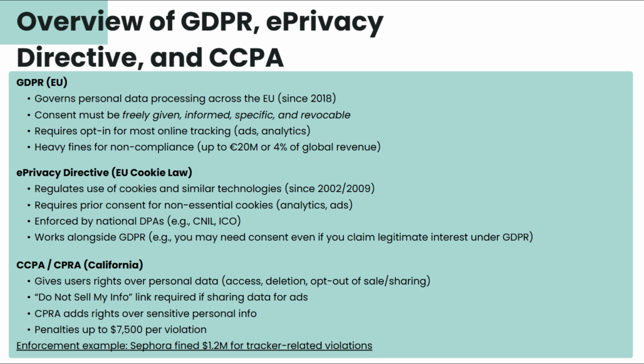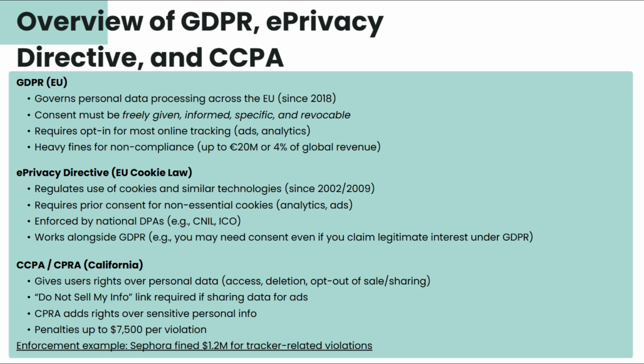CCPA, CPRA, California Consumer Privacy Act / California Privacy Rights Act. Jumping across the Atlantic, California's laws, CCPA effective 2020 and CPRA updating it in 2023, are a leading example of U.S. state privacy regulations. CCPA gives California residents rights, like knowing what personal info is collected, opting out of the sale of personal info, and deleting data.